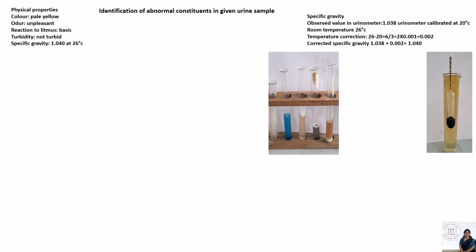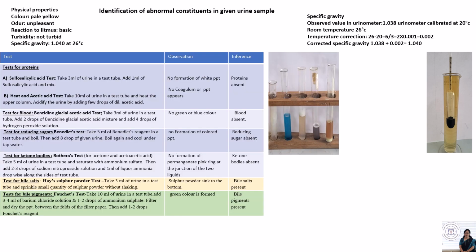So coming to the chemical tests, these are the tests that are performed to identify the abnormal constituents in the given urine sample. Test for protein, sulfosalicylic acid test: no formation of white precipitate, so proteins are absent. Heat and acetic acid test: no coagulum, confirms absence of proteins. Test for blood, benzidine glacial acetic acid test: no blue or green color, blood is absent. Test for reducing sugar, Benedict's test: no formation of colored precipitate, so reducing sugar is absent. Test for ketone bodies, Rothera's test: no formation of permanganate pink ring, so ketone bodies are absent.